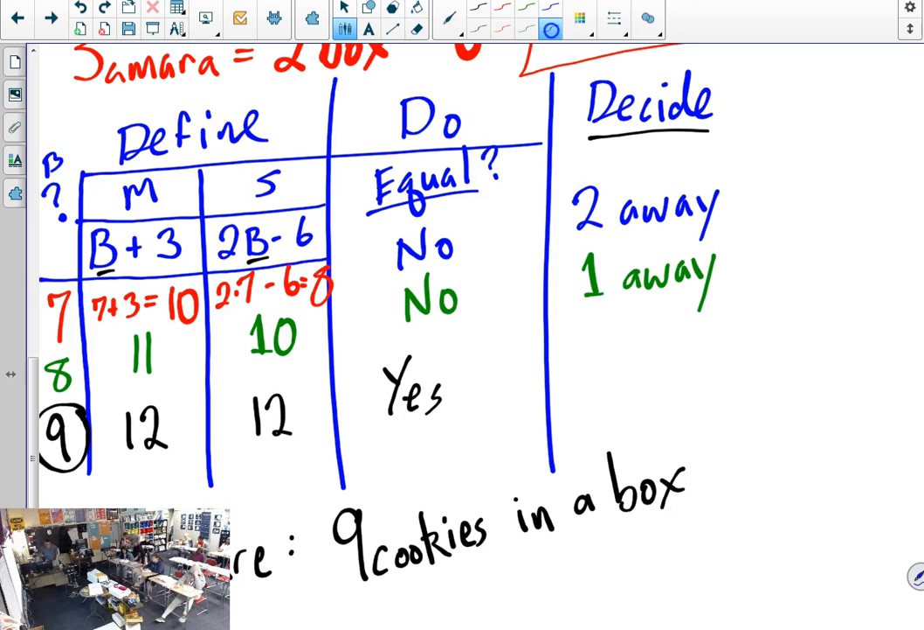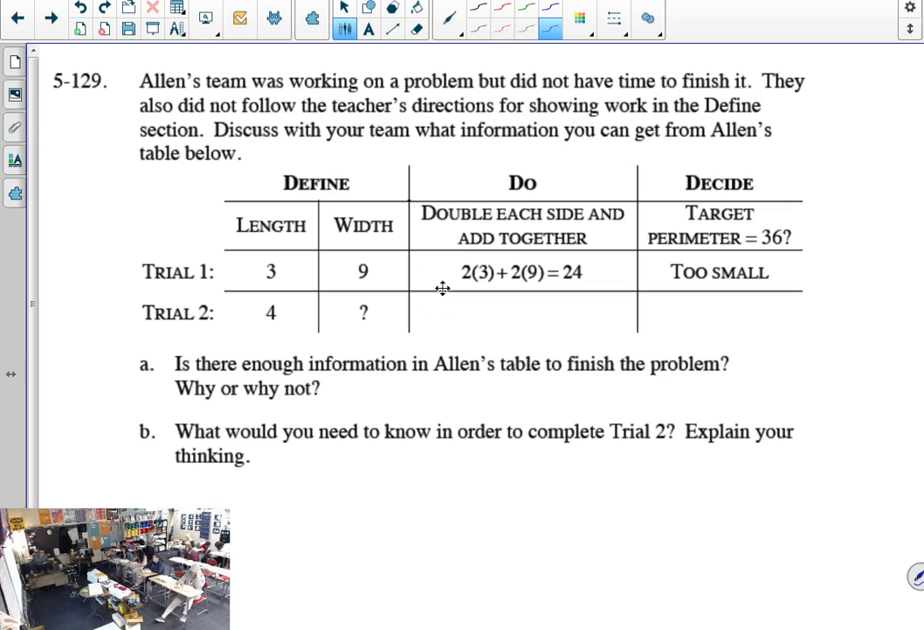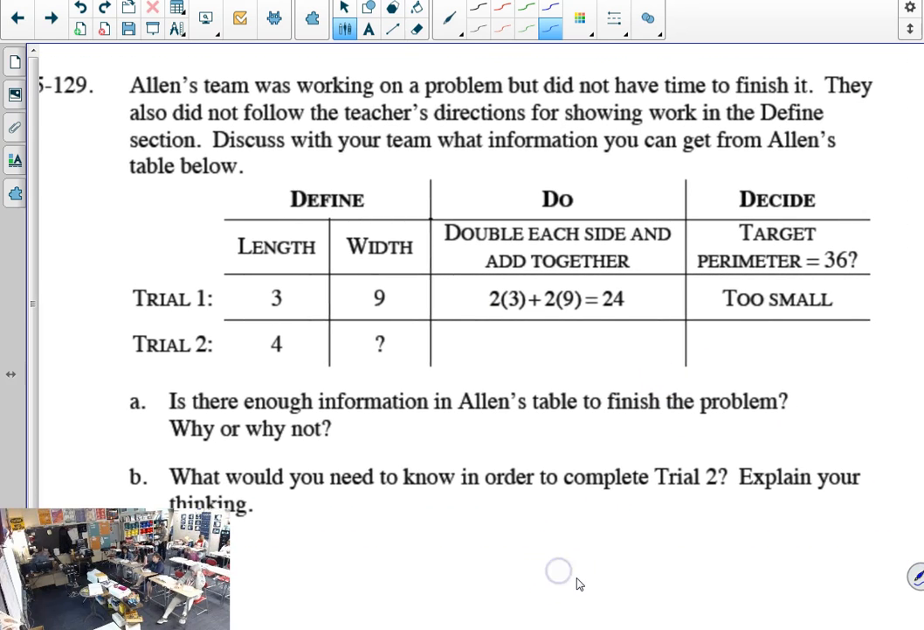So everybody look at 129 with me. I'm not too worried about how much you have in your notes right now. Alan's team is working on this problem. Eliza, why'd you just raise your hand? You got an observation? What do you think goes in the question mark? 9. You think 9? Because the target is 36.